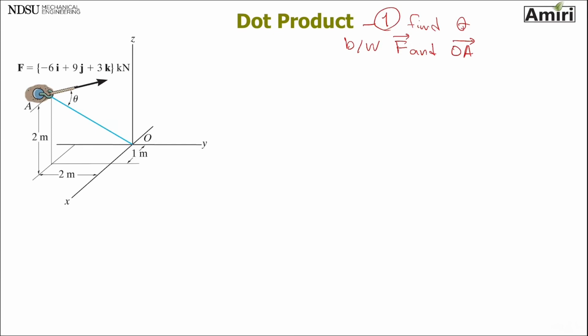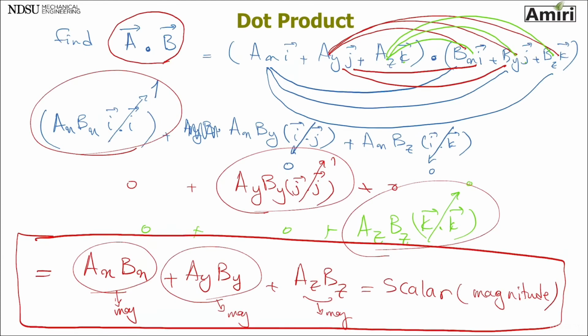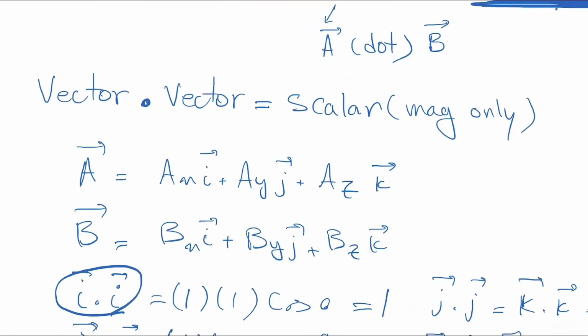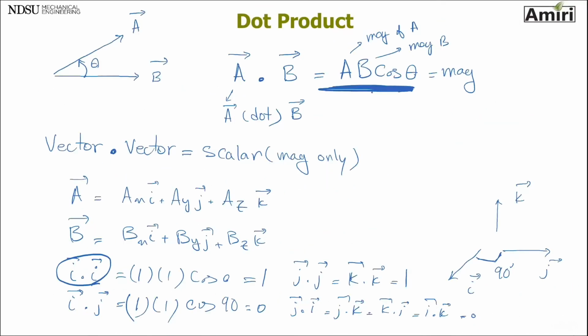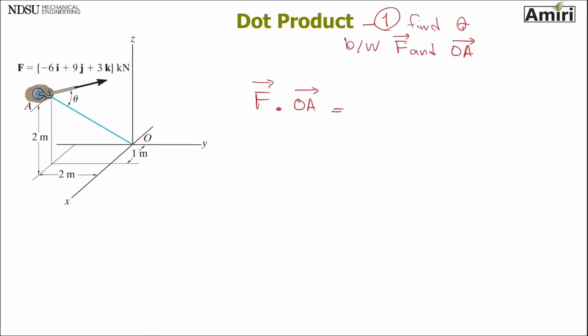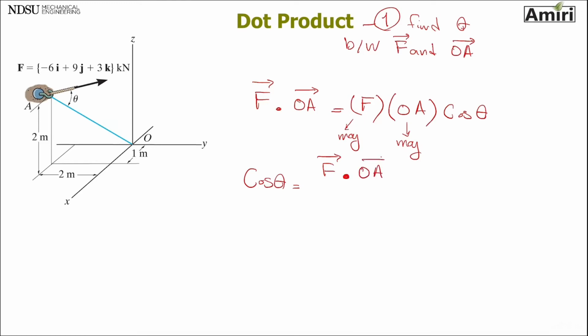So to do this, we gotta go back a little bit. So let's see, F dot OA. If I go back to the definition of dot product, let's see if I can go back here. There we go. A dot B is AB cosine theta. F dot OA is magnitude of F, magnitude of OA, cosine theta. The goal is to find theta. So all I have to do is rearrange the equation. So cosine theta equals F dot OA divided by magnitude of F multiplied by magnitude of OA.